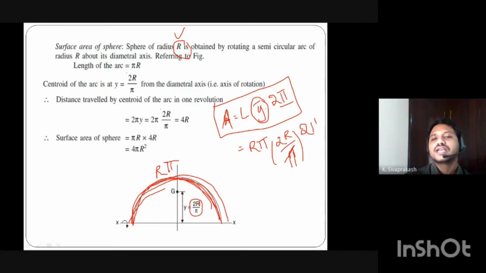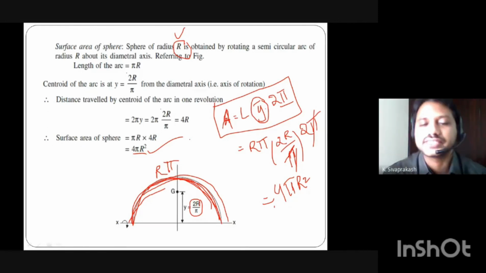And here 2 pi is the complete rotation angle. In that, pi cancelled, and what is the remaining thing? 2 into 2 is 4, and here pi is there, and R square is there. So 4 pi R square. This is the surface area generated by revolving a semicircular curve about a non-intersecting axis. That surface area shape is the sphere shape. Okay.